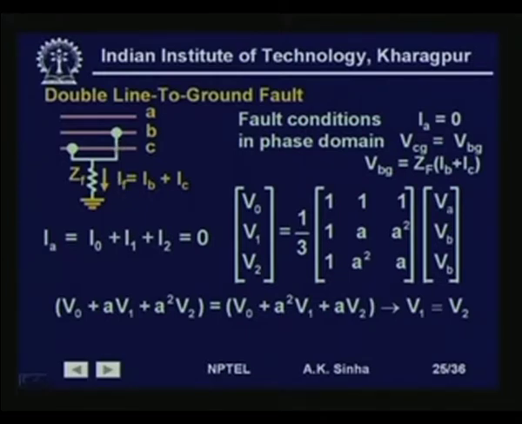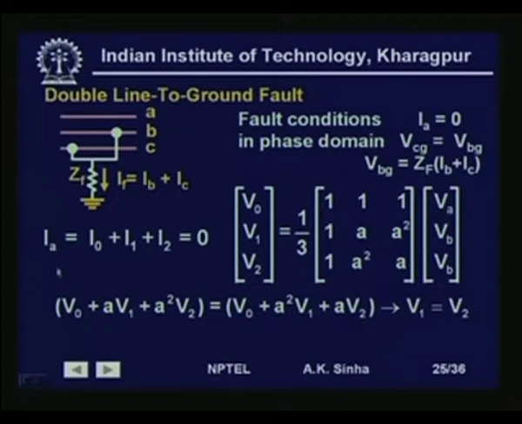If will be this current Ib and this current Ic. So, the current here is going to be the sum of these two currents. So, If is equal to Ib plus Ic. So, fault conditions in phase domain: Ia is equal to 0, Vcg is equal to Vbg, that is Vc is equal to Vb, and Vbg is equal to ZF into Ib plus Ic. So, this voltage Vb or Vc is equal to ZF into Ib plus Ic, which is the same as If.